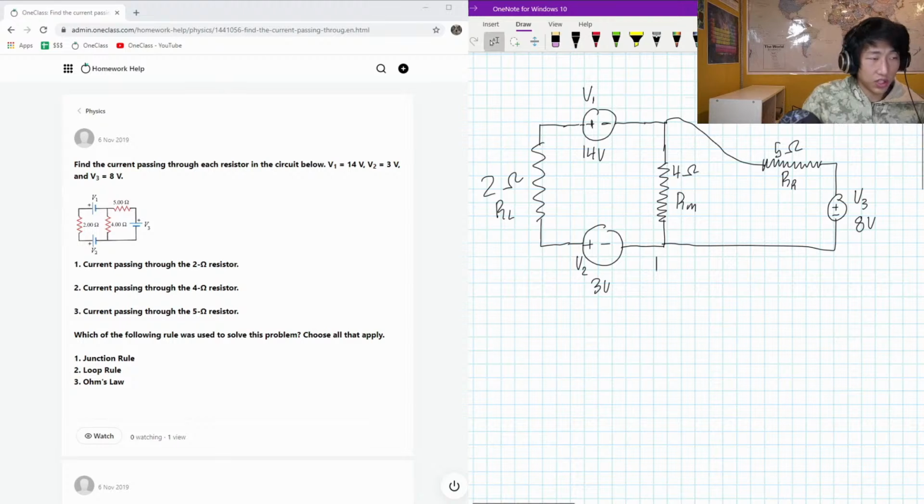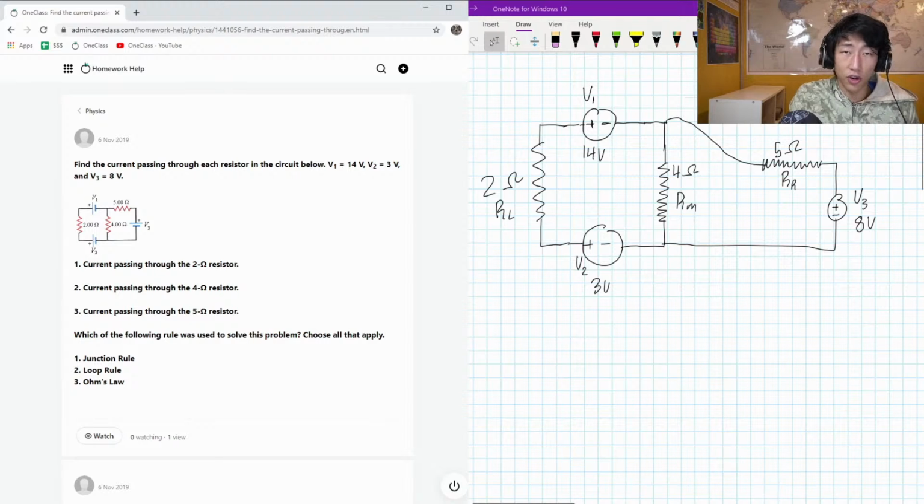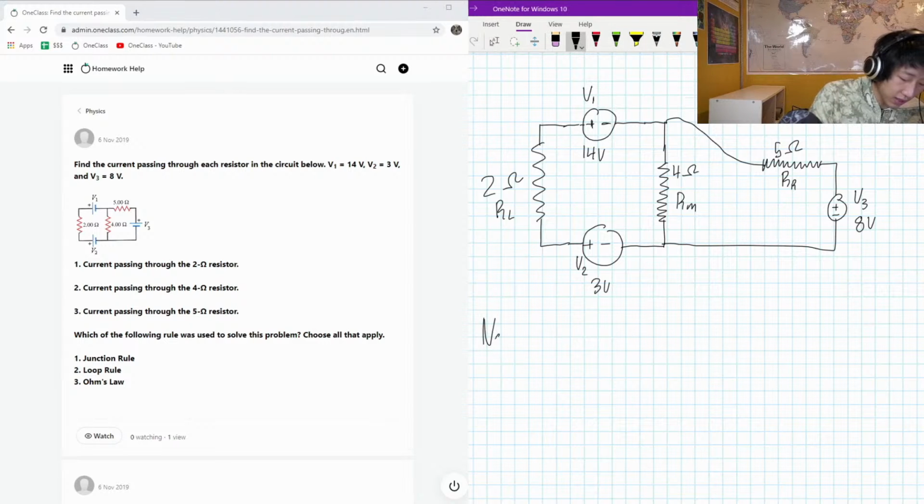Okay, so our question is we have to find the current going through all of these resistors. Essentially we're going to try to do a full circuit analysis of this. The method that I am about to use is a system called nodal analysis. I learned this in my electric circuits engineering courses. Okay, so nodal analysis.